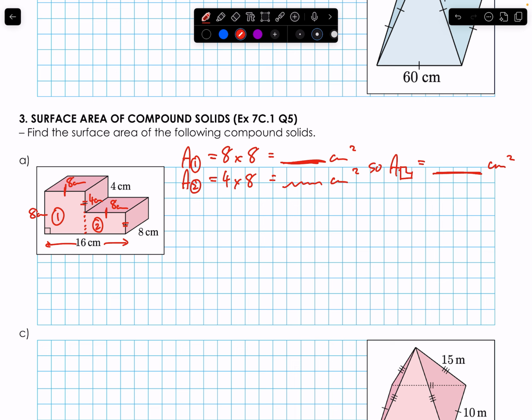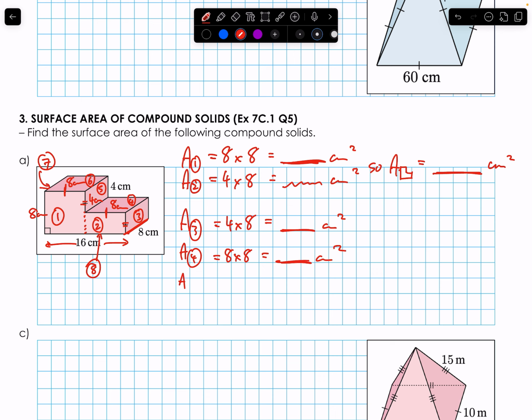Let's label the one on the end here 3, the one on the top here 4, the one on the side here 5, the one on the top here 6, the one on the back is going to be 7, and the one on the bottom is going to be 8. So what's the area of 3 going to be? Well, we're told it's 8 wide and it's 4 tall, so 4 times by 8. Find that, please. Area 4 is going to be 8 by 8. Find that again, please.